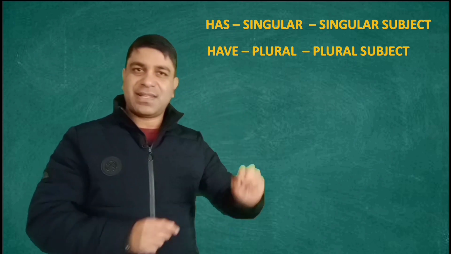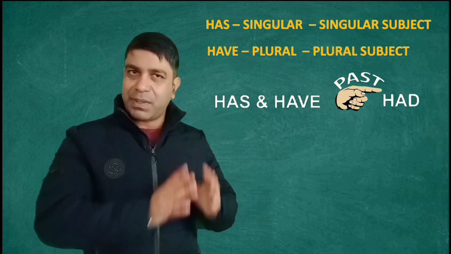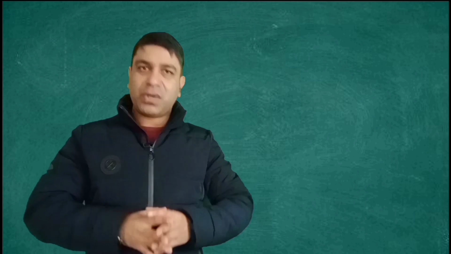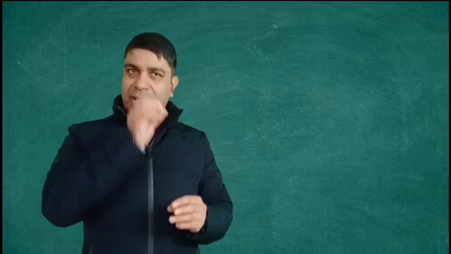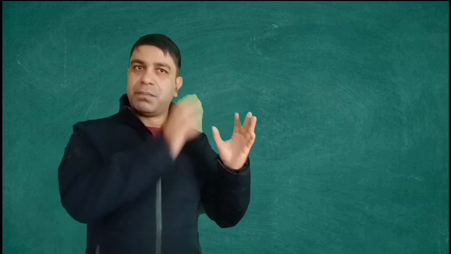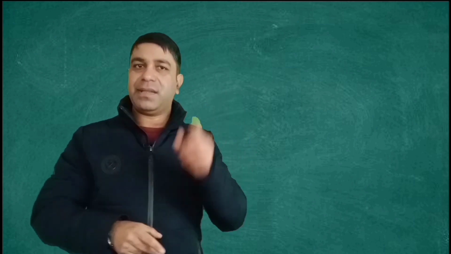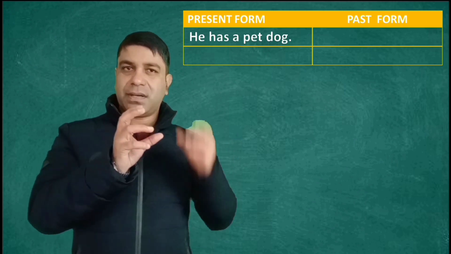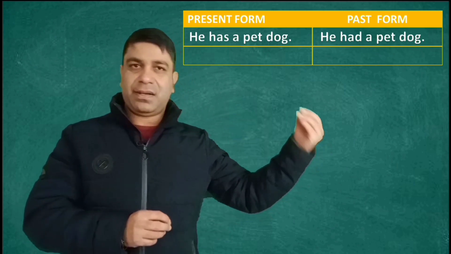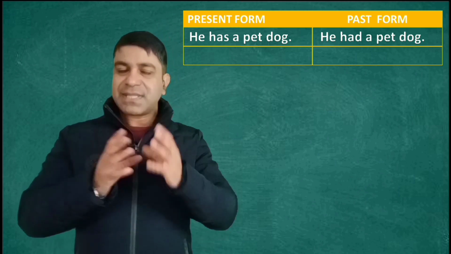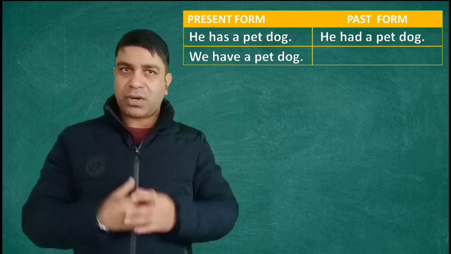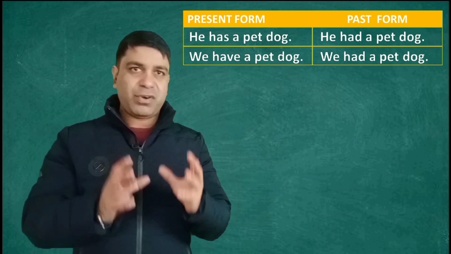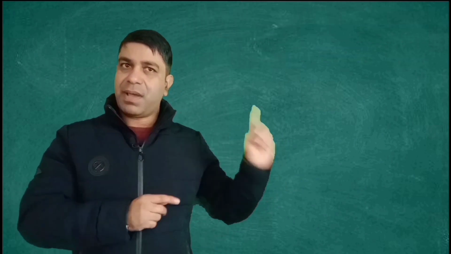When you change has and have into past tense, they become had. Number, singular or plural, is important only in the present tense. Both has singular number and have plural number become had in the past tense. For example, the past tense of he has a pet dog is he had a pet dog, and the past tense of we have a pet dog is also we had a pet dog. Has and have, when changed into past tense, become had.